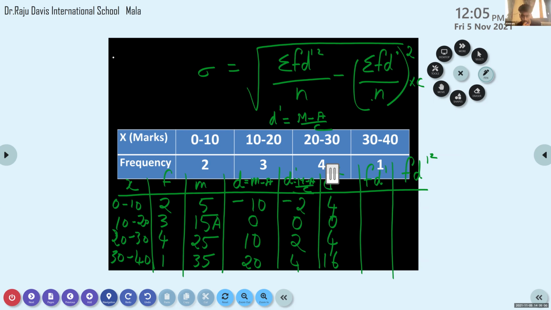Ma'am, you took d square, you should take it from d, right? Not d dash. It is d dash square, not d. Okay. Actually, why we found d is just for convenience; you can directly find d dash. It's not necessary actually to find d. It's just a two-column step we made.